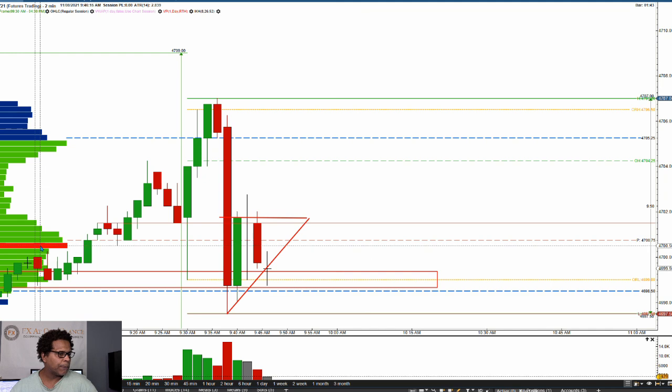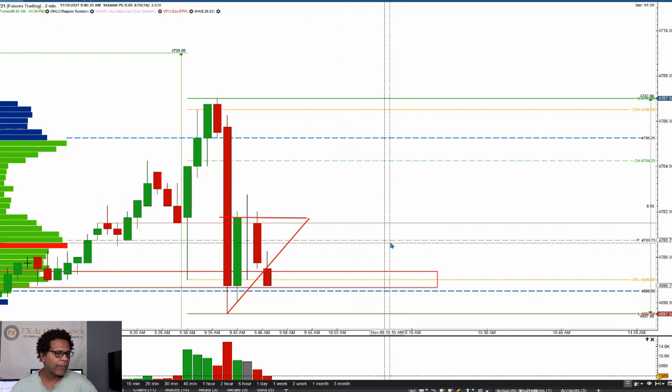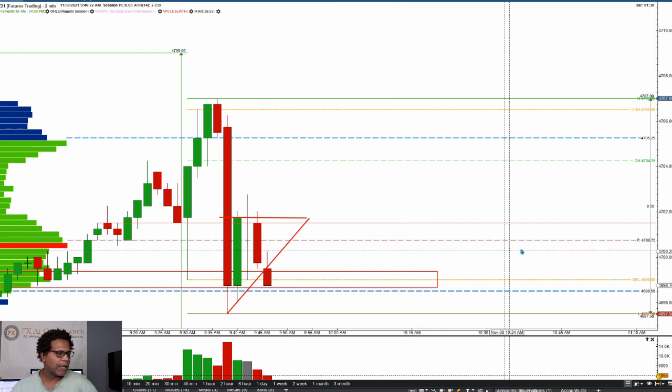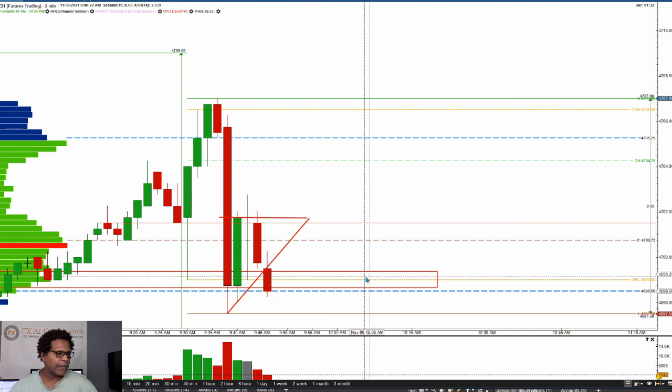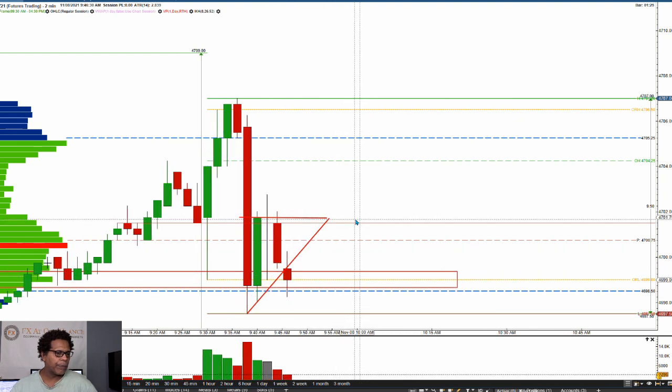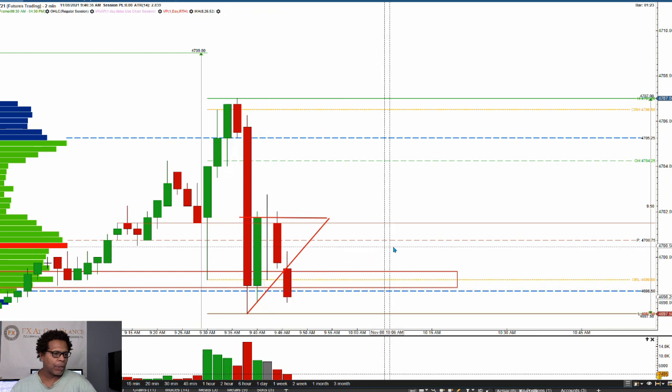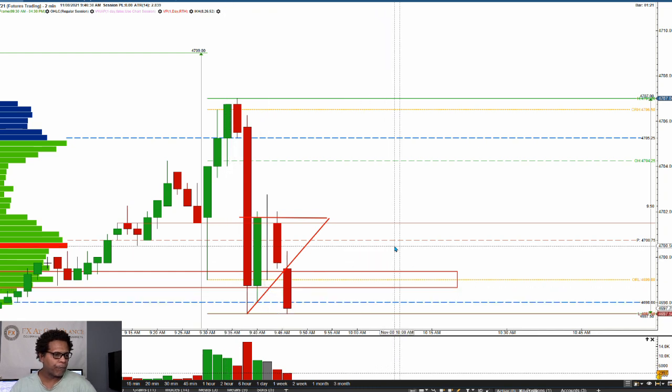Here's the PLC. This is the dashed line, which is the PLC. I should make that a little bit bigger for us. Now, we're trying to break out of this level. Again, I won't take a trade because I'm breaking right into a support level, which is this value area. So I'm not going to take that trade.